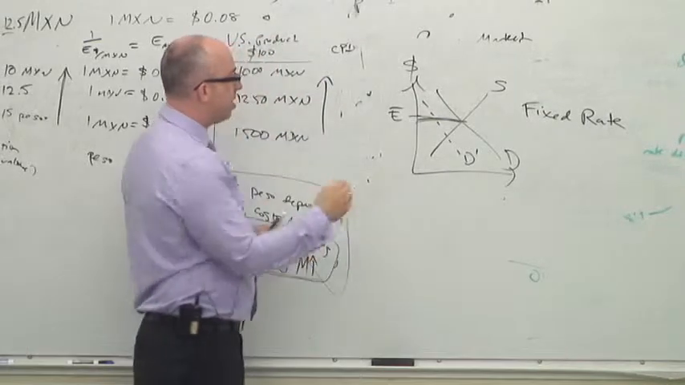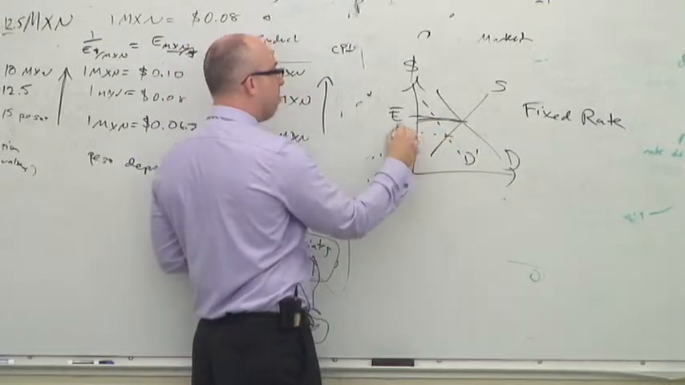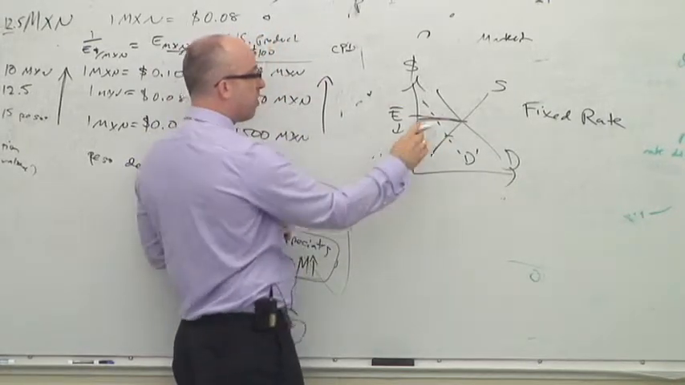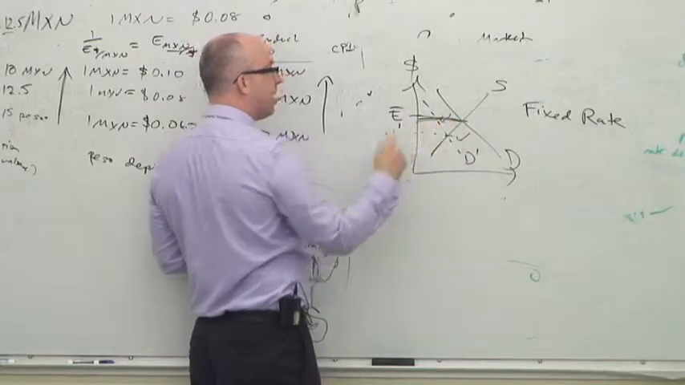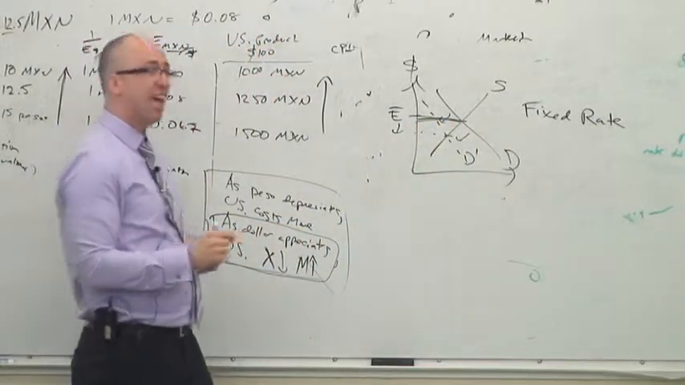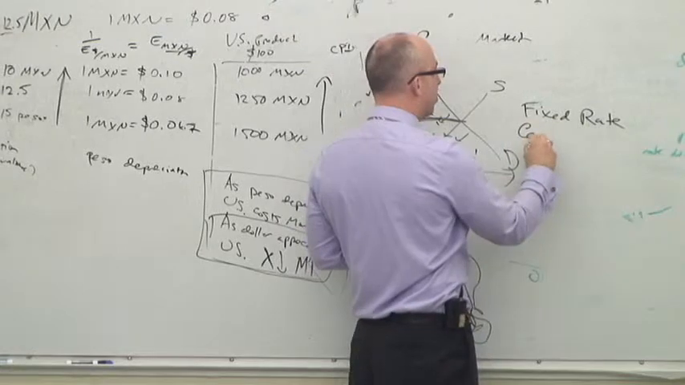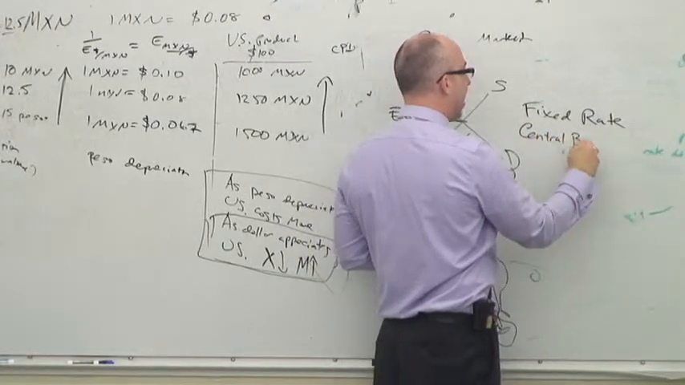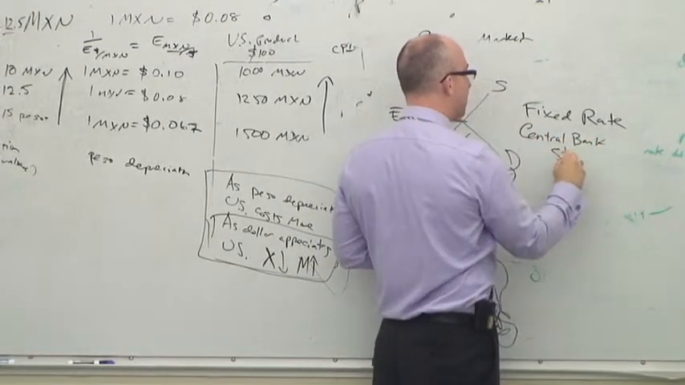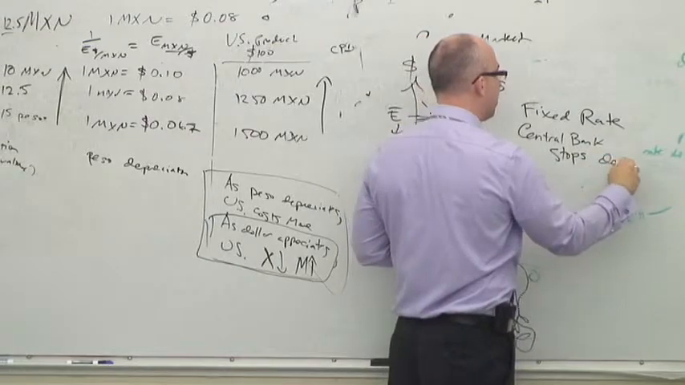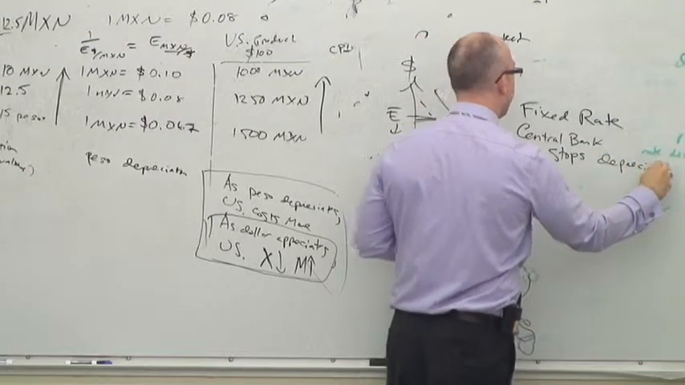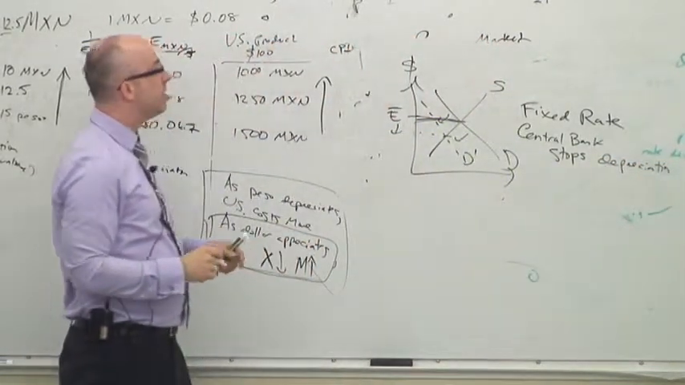This can keep an exchange rate from falling. So the market is pushing the exchange rate down, but the central bank does not want it. So in this case, the central bank stops a depreciation. How does it do this?